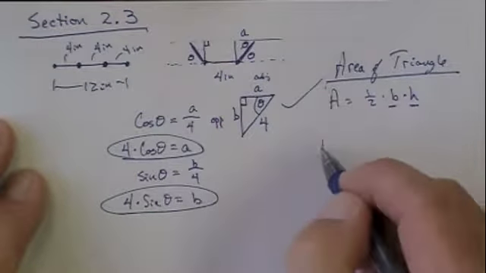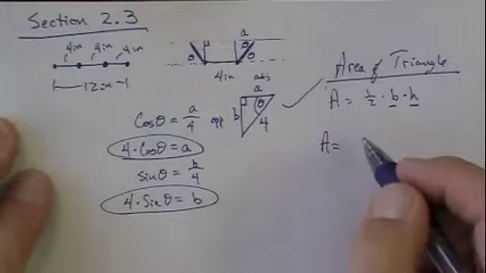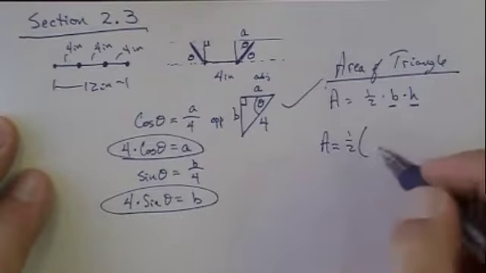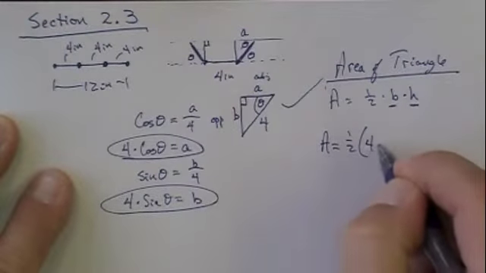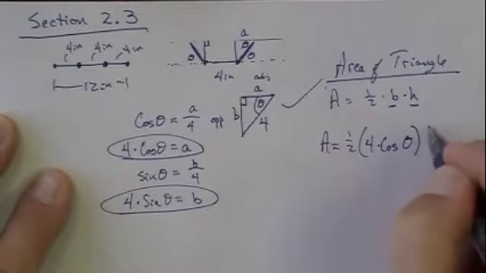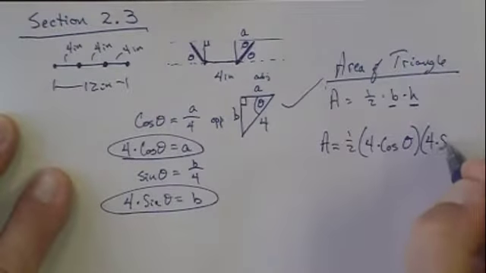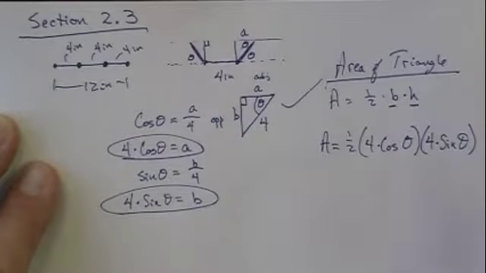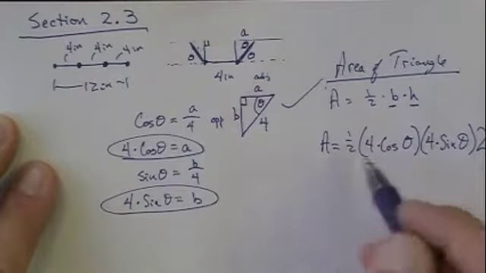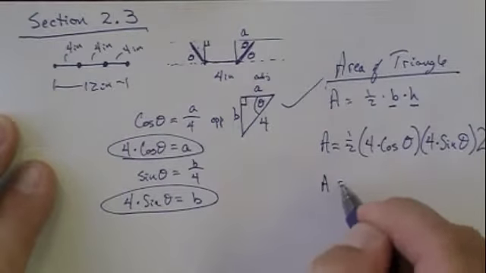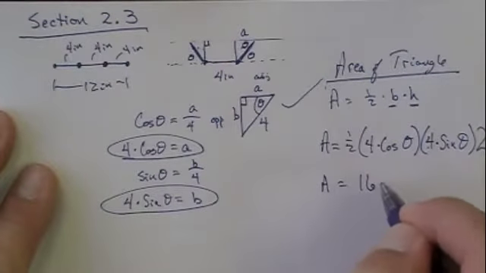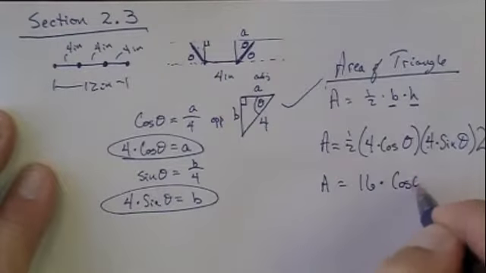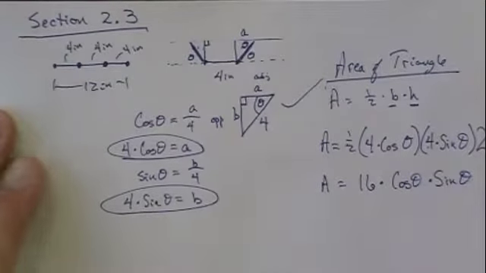So we would end up with our area is equal to 1/2 times base times height, so we would have 4 times the cosine of theta and 4 times the sine of theta. And we have 2 of these triangles, 1 on each side. So we're going to take that all times 2. Now the 1/2 and the 2 cancel out. So the area of those 2 triangles together, we end up with 4 times 4, that's 16, times cosine of theta times the sine of theta.